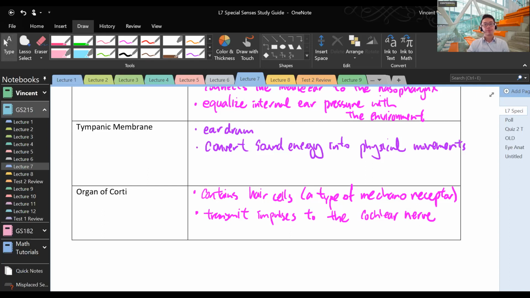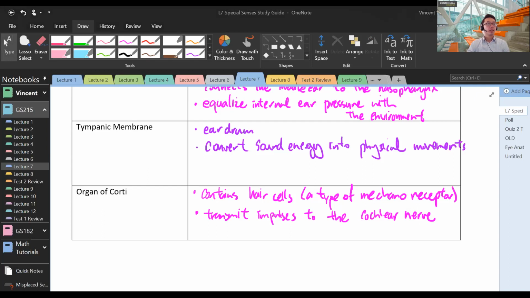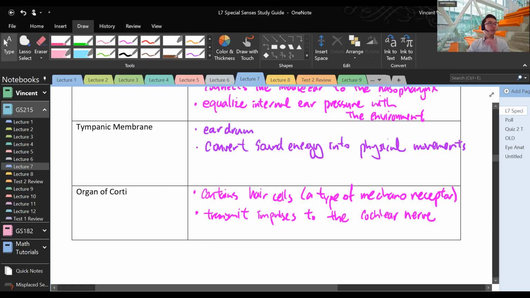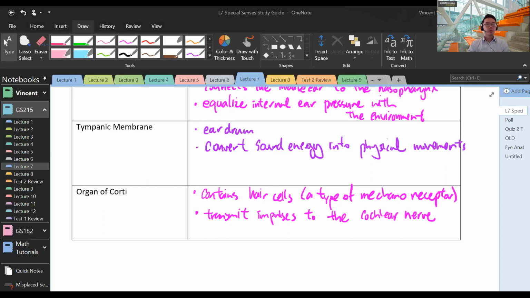That is that. Okay, I believe that is all for the ear. Any questions about the ear?